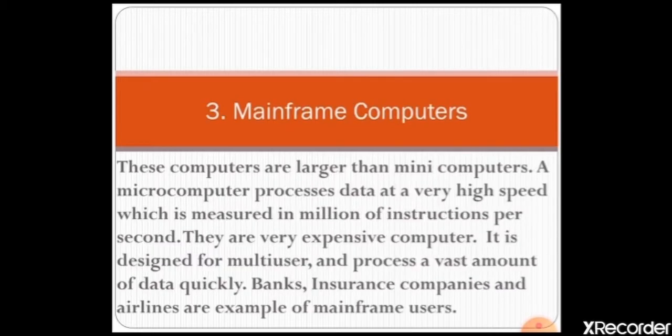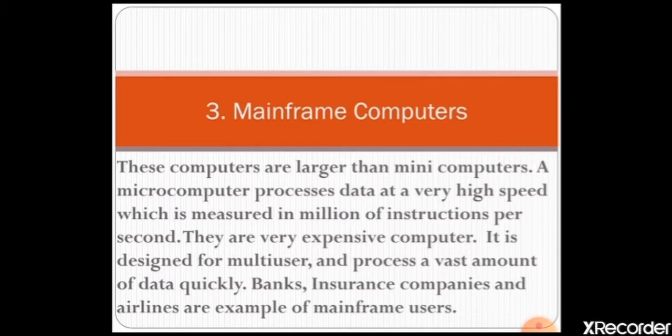Third is the mainframe computer. These computers are larger than mini computers. A mainframe computer processes data at a very high speed, measured in millions of instructions per second. They are very expensive computers. These mainframe computers are basically designed for multiple users and process a very vast amount of data quickly. These computers are used by banks, insurance companies and the airlines.